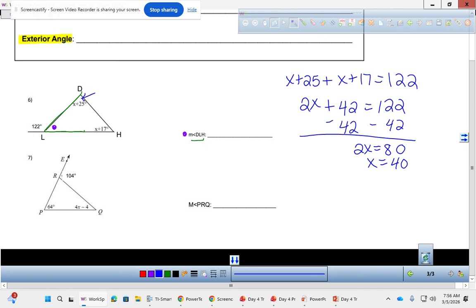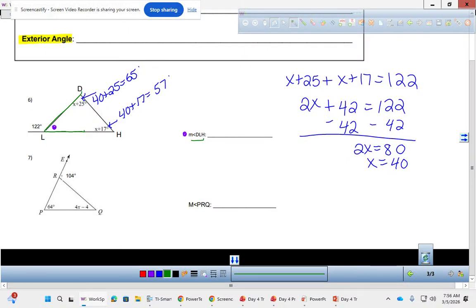Good. Let's plug in and at least find these angles, right? So this angle here is going to be 40 plus 25. So this angle up here is going to be 65 degrees. And this angle right here is going to be 40 plus 17. So this angle is going to be 57 degrees.